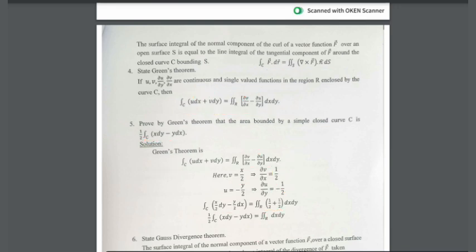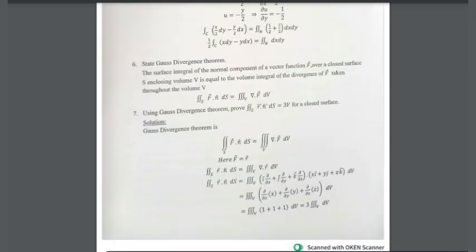Next we need to state Gauss divergence theorem. Gauss divergence theorem states that the surface integral, so this is the formula, ∬S F⃗ · n̂ dS equals the triple integral over V of (del dot F⃗) dV.